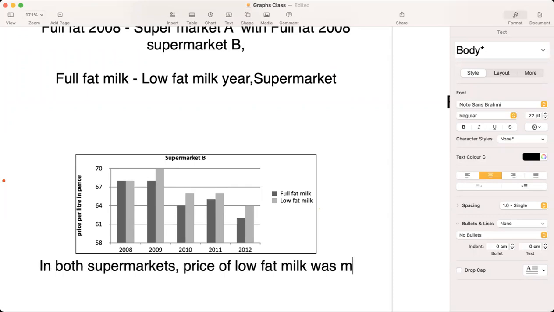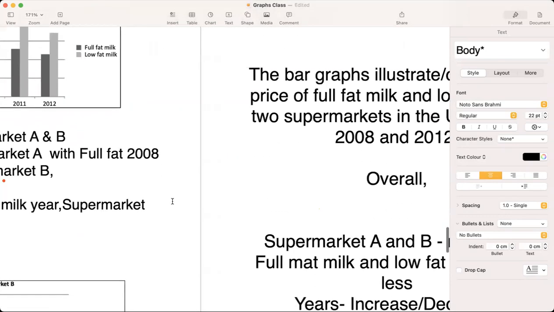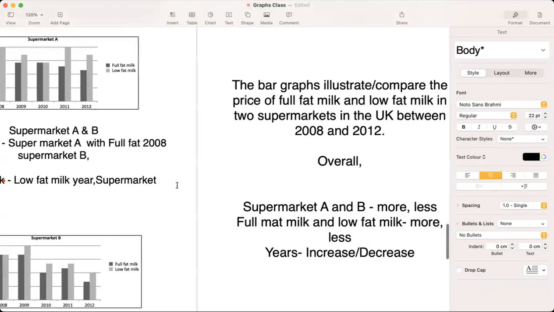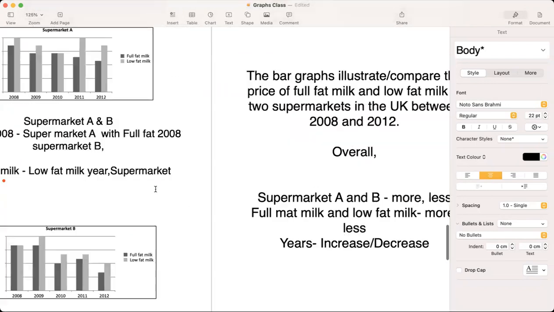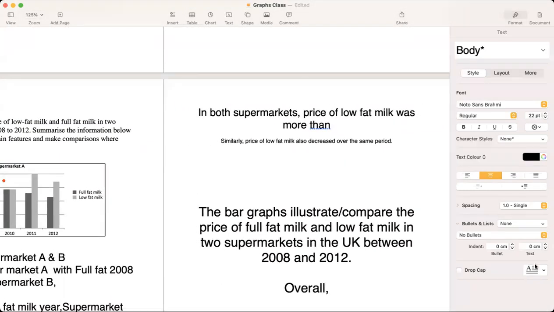ठीक है. You said it perfectly. Okay. In both supermarkets, price of low fat milk was more than full fat milk over the given period. That's the perfect one, yes. Because it's not in all the years. It's 1 year, it's the same, right? So we will not mess it up by writing all the years. Is it clear?